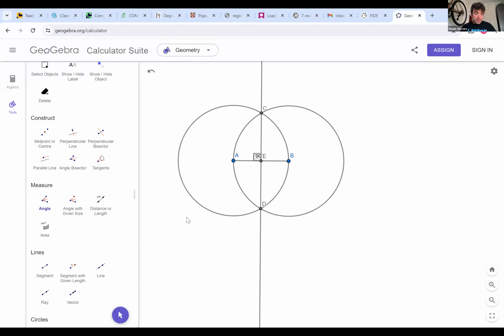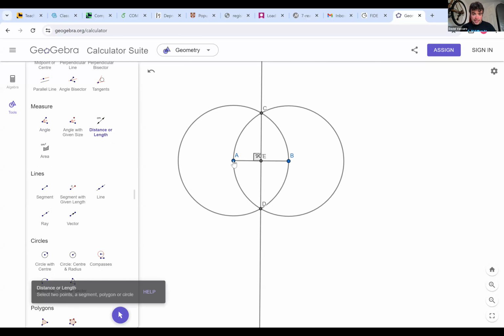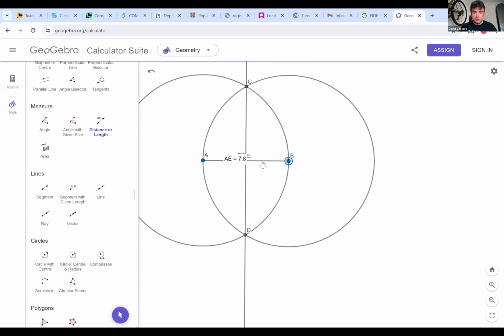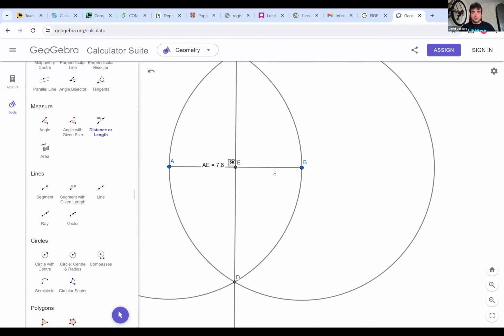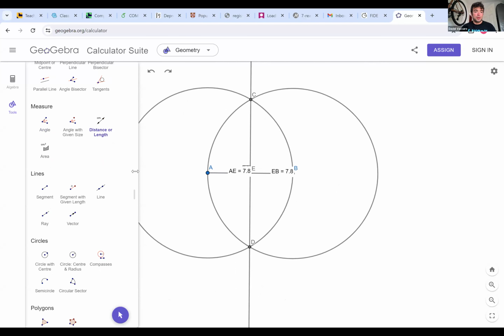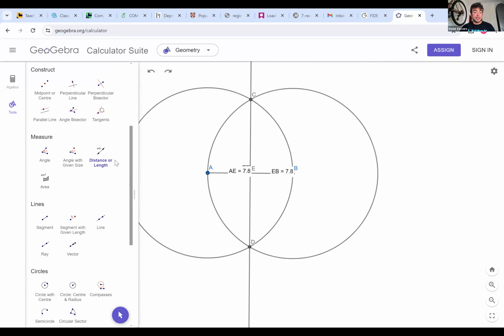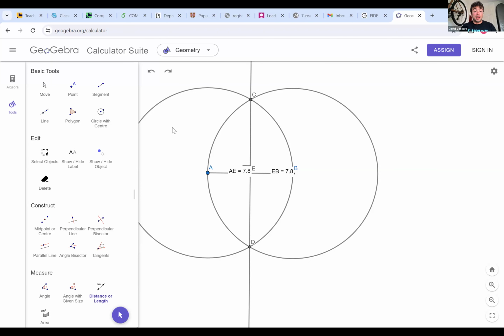What if I measure the length from A to E? That's got length 5. If I measure the length from B to E, then it's got the same length. So that line that I've just drawn is the perpendicular bisector.